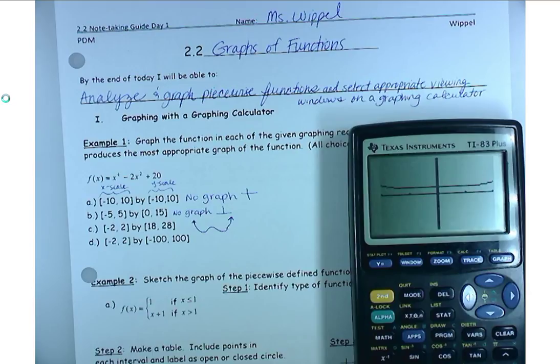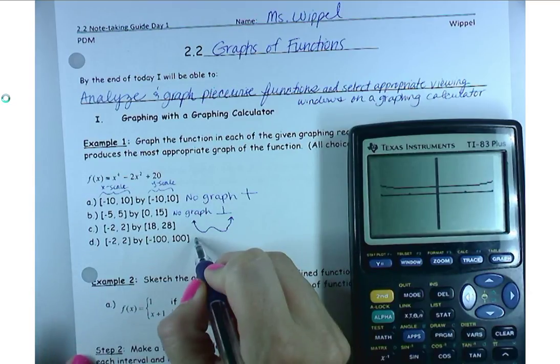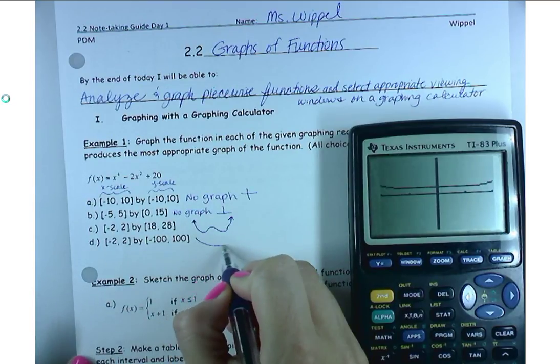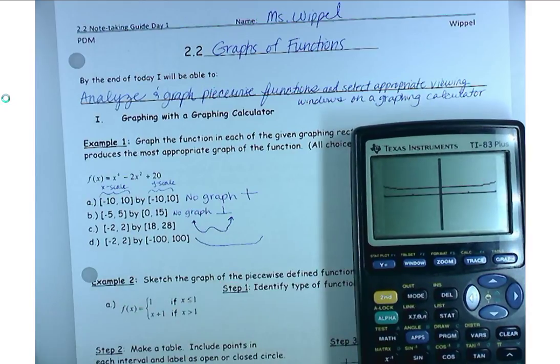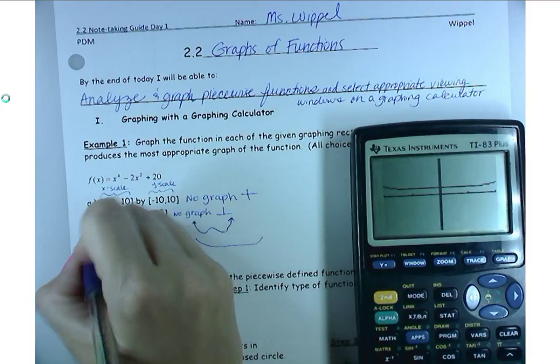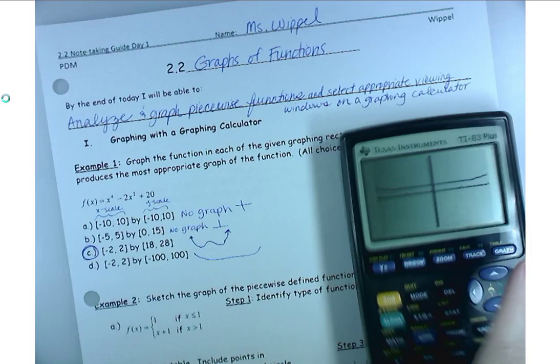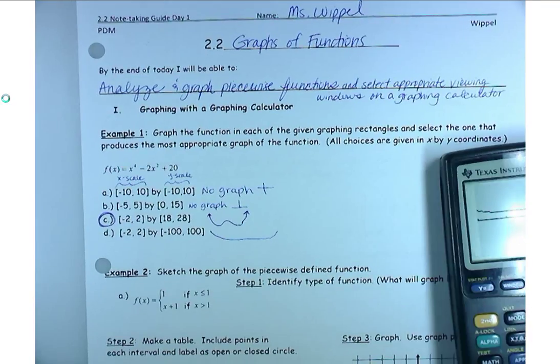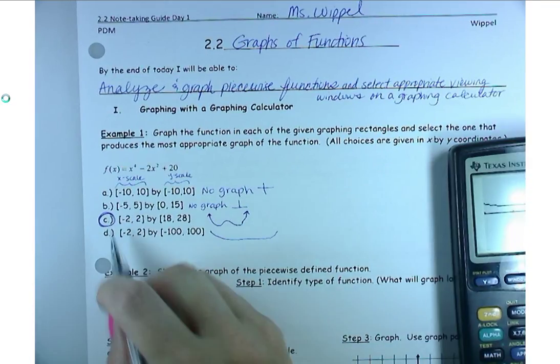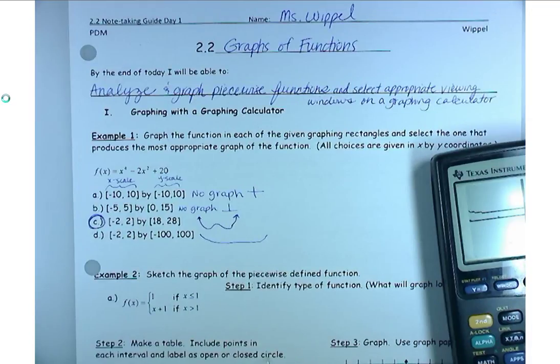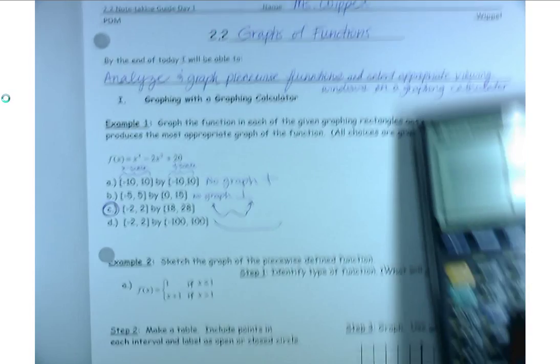Here, it kind of just looks like we have a little bit of a curve, and then it levels out, and then it curves again. Which choice would you say is the best one? C. Okay, C is the best choice because it gives you the entire shape of your graph. Select the one that produces the most appropriate graph of the function, and C is going to give you the most appropriate graph. That's what you would select.